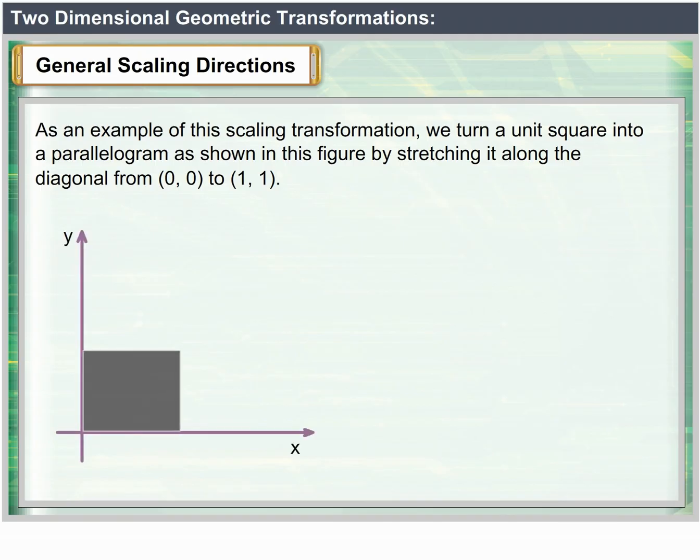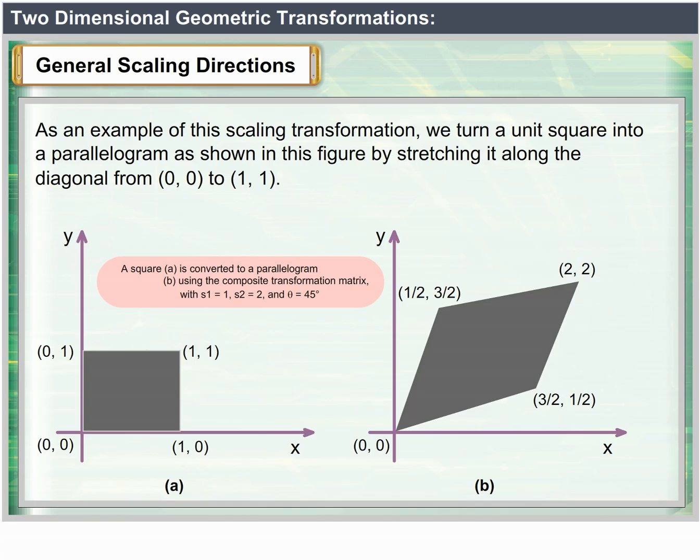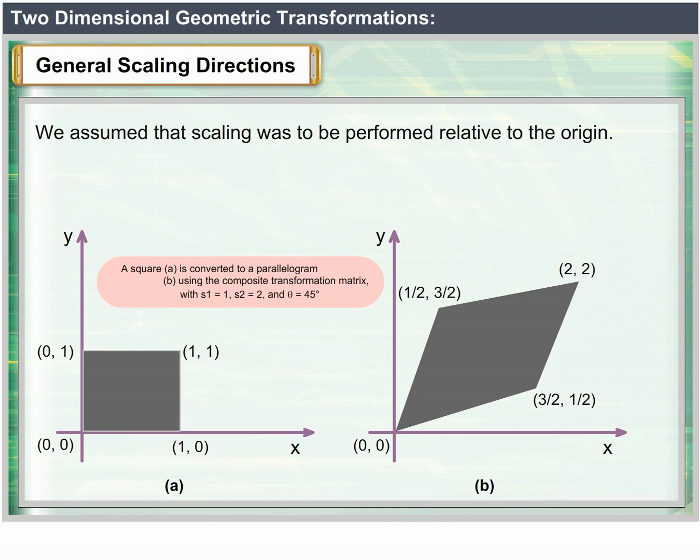As an example of this scaling transformation, we turn a unit square into a parallelogram as shown in this figure by stretching it along the diagonal from (0, 0) to (1, 1). This figure shows a square converted to a parallelogram using the composite transformation matrix. We rotate the diagonal onto the y-axis and double its length with the transformation parameters theta equaling 45 degrees, S1 equals 1 and S2 equals 2. We assume that scaling was to be performed relative to the origin.